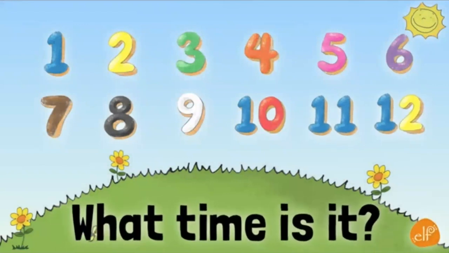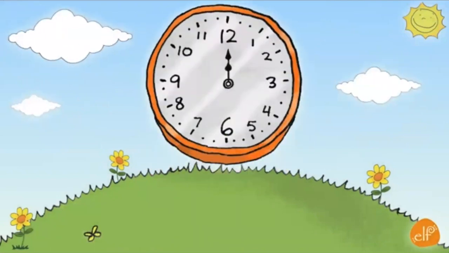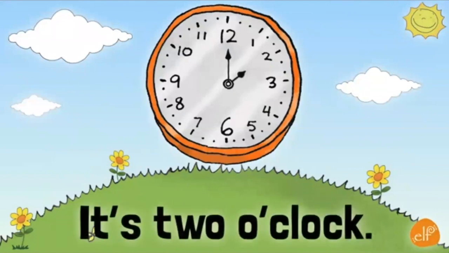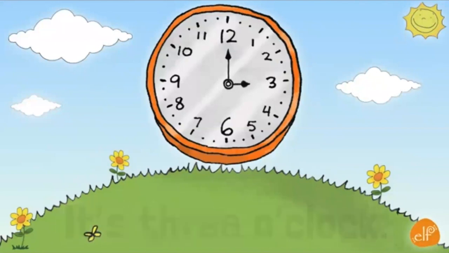1, 2, 3, 4, 5, 6, 7, 8, 9, 10, 11, 12. What time is it? Here we go. What time is it? It's 1 o'clock. What time is it? It's 2 o'clock. What time is it? It's 3 o'clock.